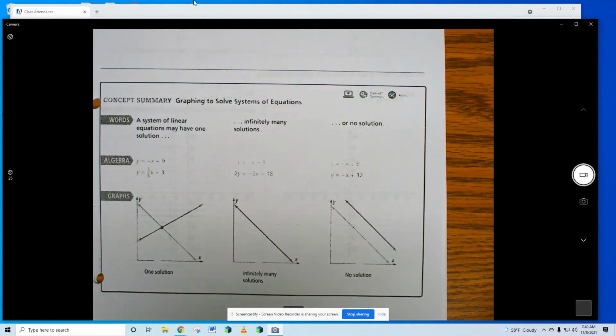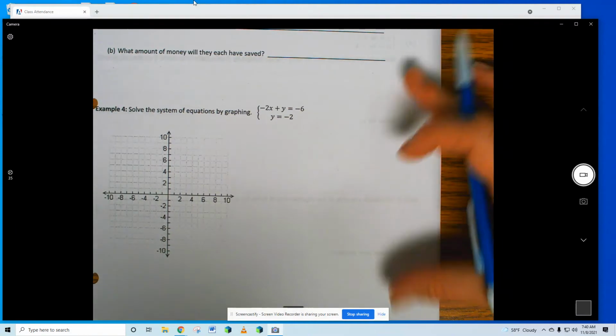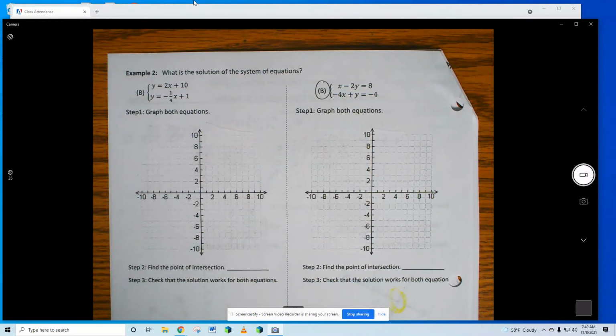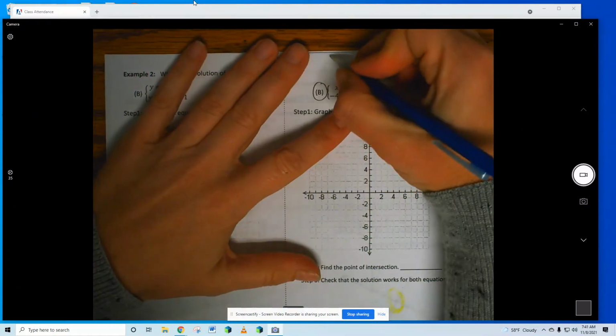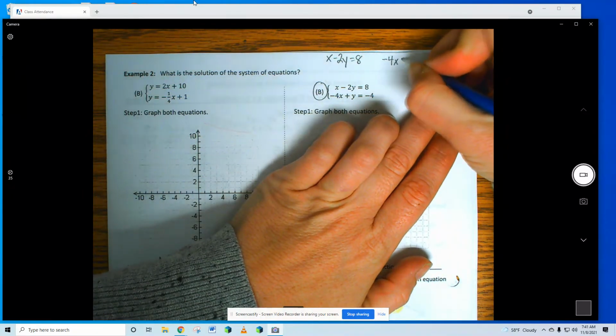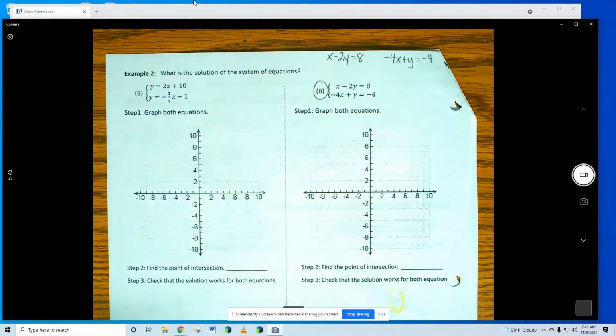Can we turn the page? Okay, let's just do one of these. Let's do B, the harder one. It's not in y equals mx plus b form. Let's practice changing from standard form to slope-intercept. X minus 2y equals 8. Negative 4x plus y equals negative 4. So I put both of them up high because I knew I need to change them to y equals mx plus b.